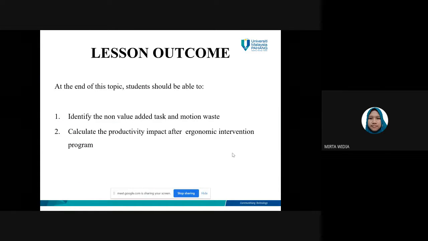Okay, so the lesson outcome of this topic: first, you can identify the non-value added tasks and the motion waste. And then after you can identify the non-value added tasks and the motion waste, you can calculate the productivity impact after the ergonomic intervention program.